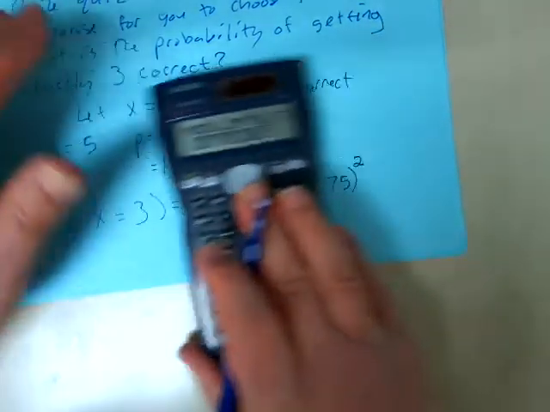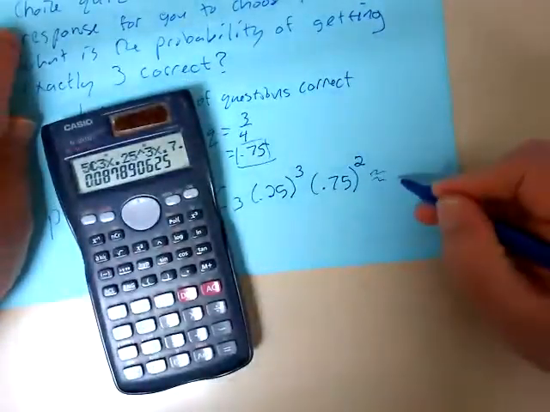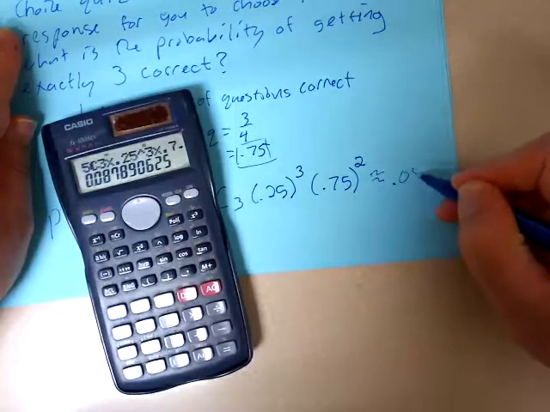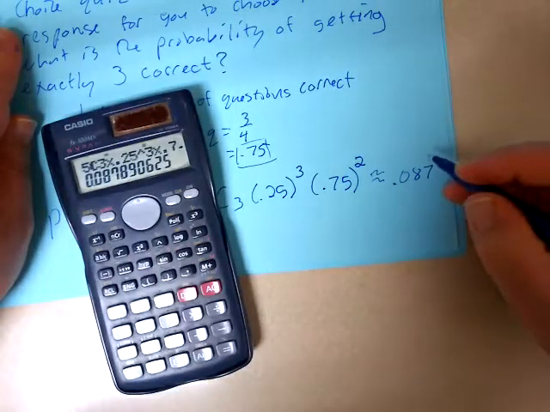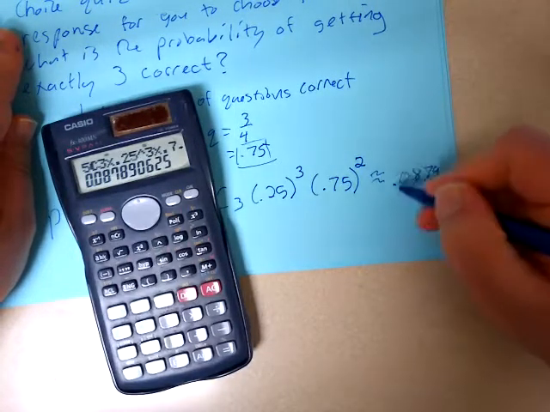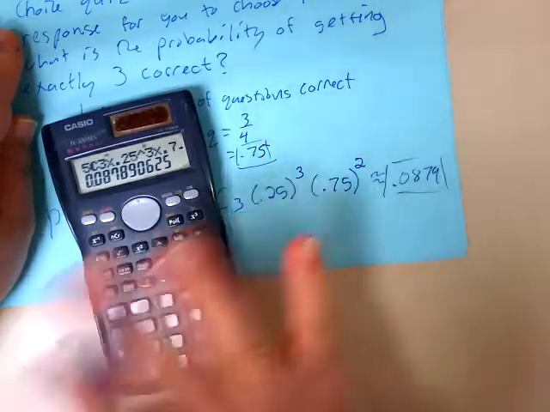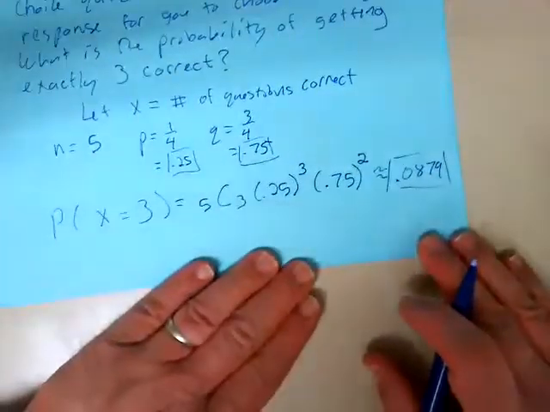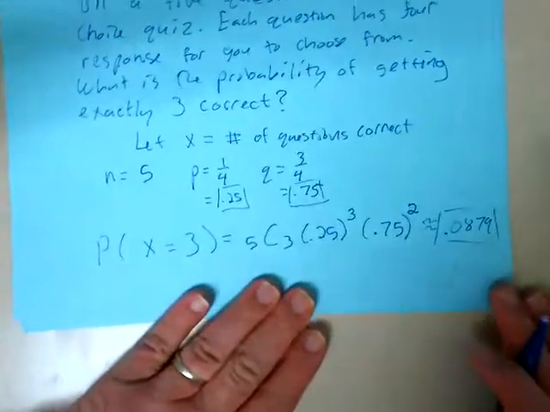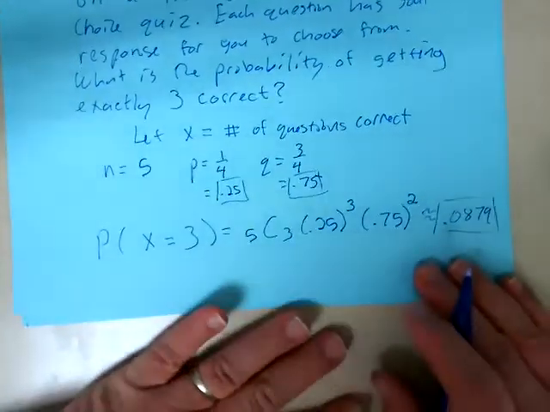equals, and to get exactly 3 correct is 0.0879 if you round to 4 decimal places. So about an 8-9% chance that you'll get exactly 3 correct. Okay?